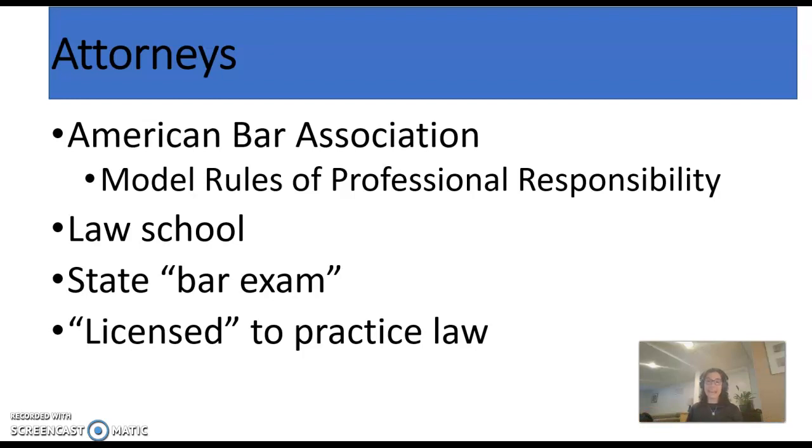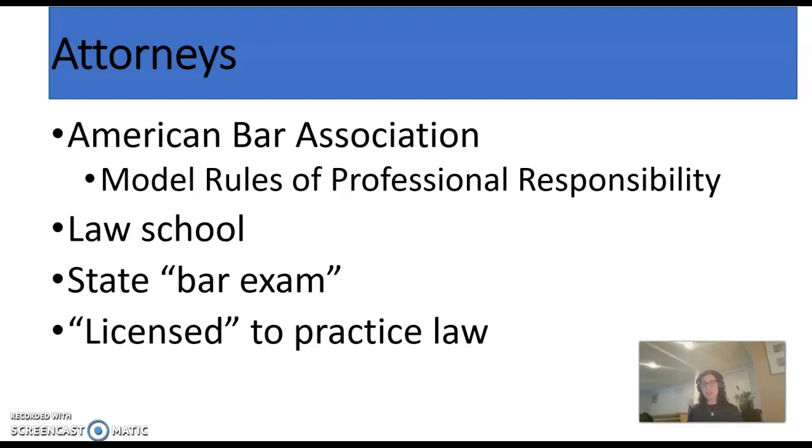And so the ABA is held in very high respect by all of us in the legal profession. The ABA also has put out model rules of professional responsibility, and you can see they're called model. They don't have the legal effect that each state's rules of professional responsibility do have for attorneys. So for attorneys in Massachusetts, we adhere to the Massachusetts rules of professional responsibility. And I will be having you look at some of those rules even as part of your homework this week, and we will continue to look at them all semester.